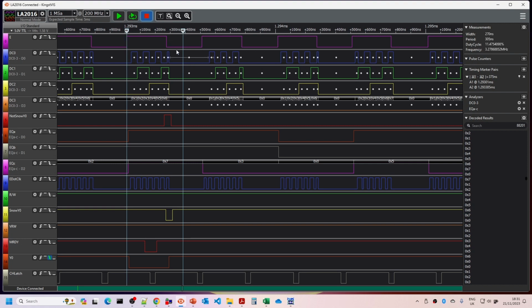And because that clock would extend out to there, it would hopefully mean that our snow signal, if we were writing on the right signal, would actually be in this period here, which is between the character latch signals. So it looks like that's actually working.